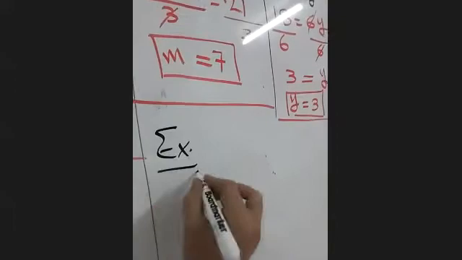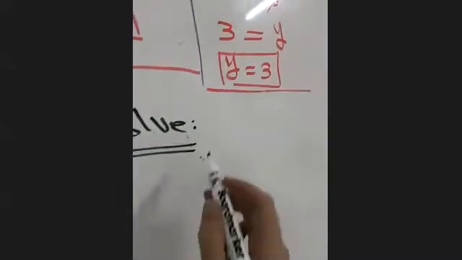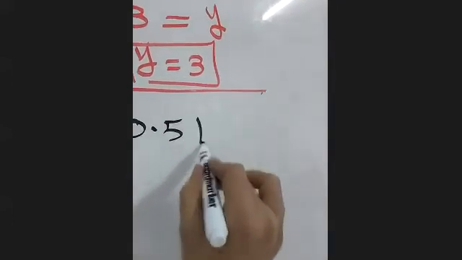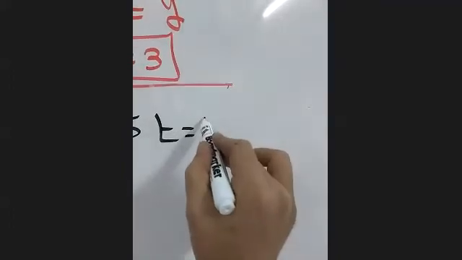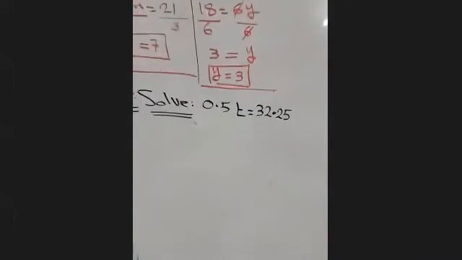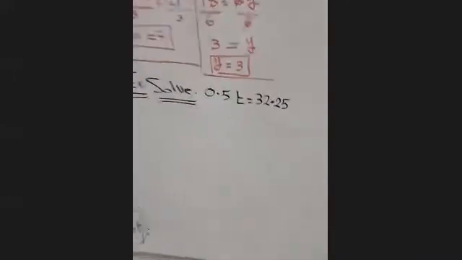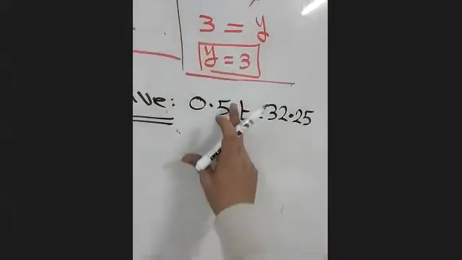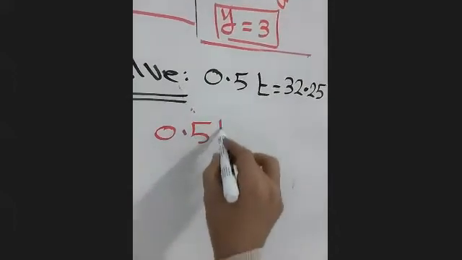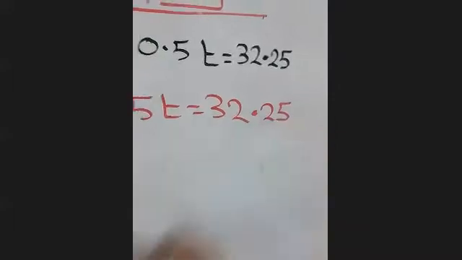Example: solve the following equation. For example, 0.5t equals 32.25. Now, let's rewrite the equation. This is multiplication, nothing here. So 0.5t equals 32.25.